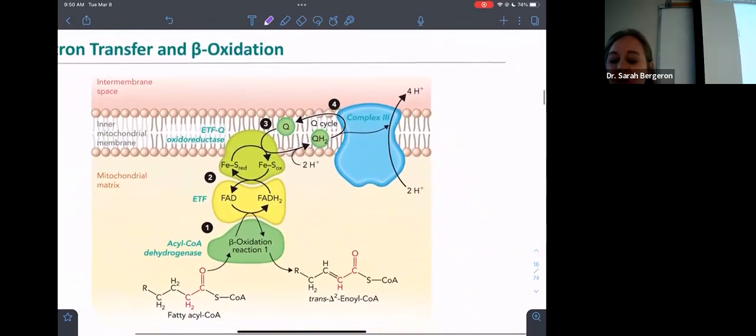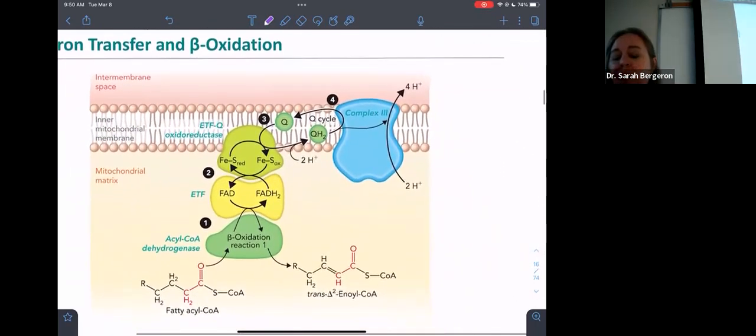All right. So what happens after you have cleaved your fatty acid tail? What are you going to get? Every time you undergo that beta oxidation, this is that link to the electron transport chain that we talked about. When we undergo that oxidation reaction, the ETF has the FAD molecule in it, and that FAD converts to FADH2.